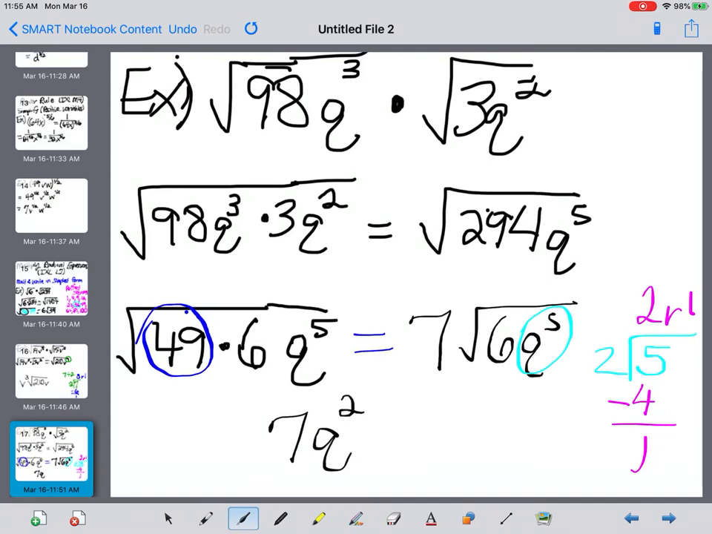7q to the second. And then I still am going to have some stuff inside that radical. So I'm still going to have 6 inside, and since I had a remainder of 1, I'm going to have 6q to the first. So I'll just leave that as 6q. And that's really it. Okay, let's try one more.